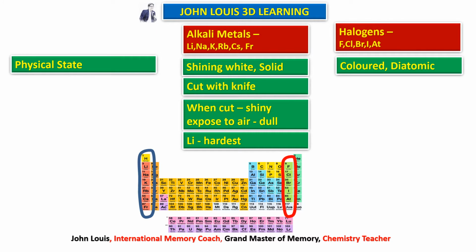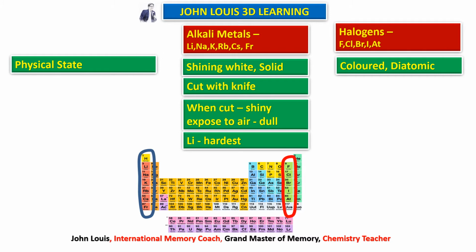Okay, then halogens, they are all colored and diatomic. Diatomic means what? They cannot exist on their own. Two atoms are always combined together, like twins. Alkali metals are like us, single persons. But halogens are like twins. They always exist in two atoms: fluorine F2, chlorine Cl2, bromine Br2, iodine I2. We write them like that because they are all diatomic.